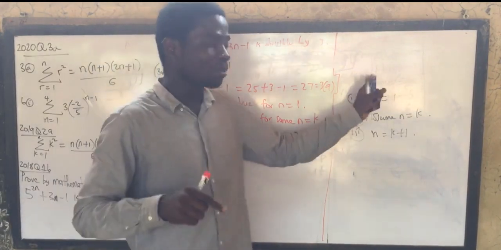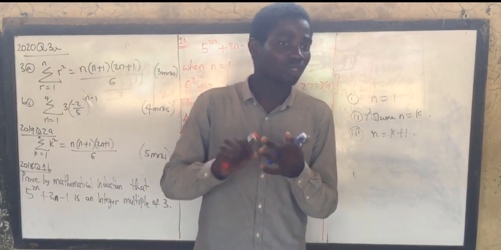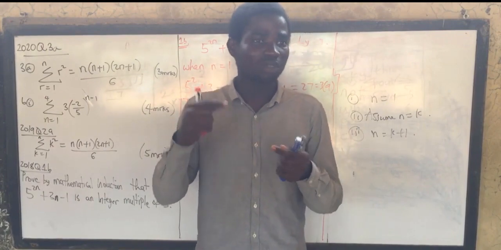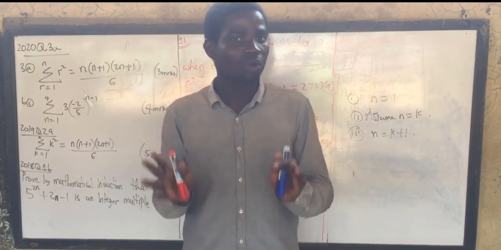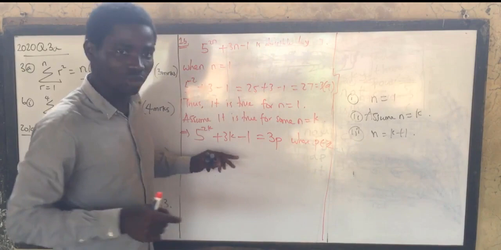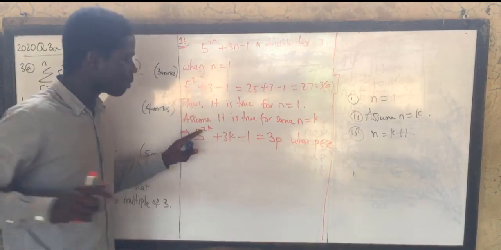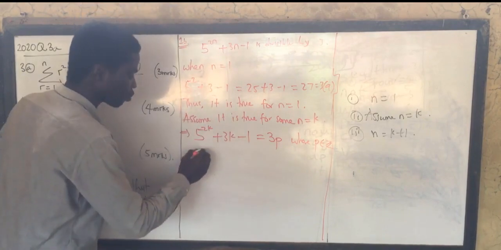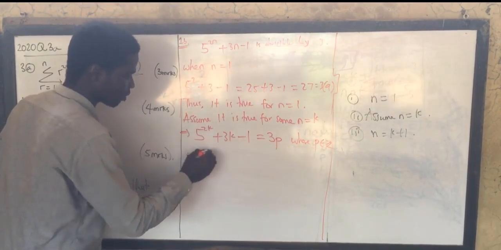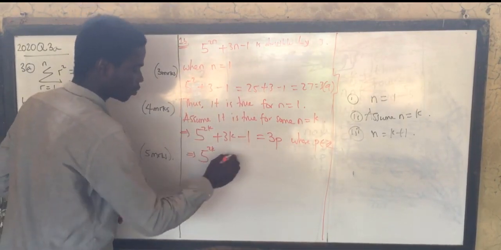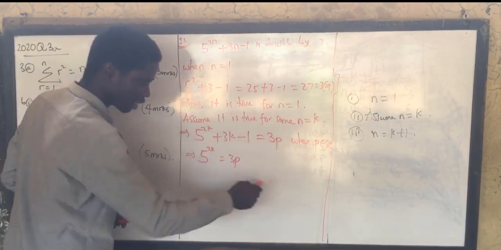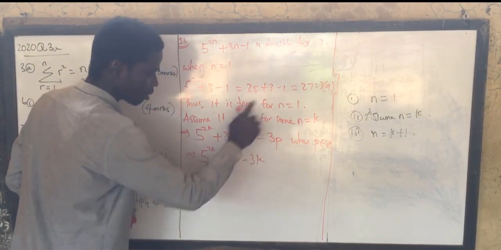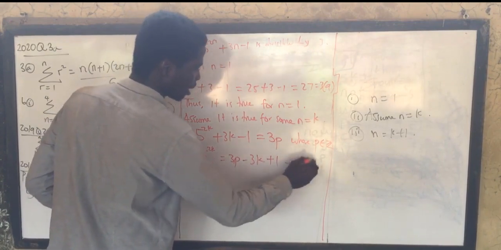Don't forget, when I prove the first one, I use that assumption. That was what I used to prove n equal k plus 1. That's what you also need here too. But look at what I'll do. I'll make 5 raised to power 2k the subject of formula first. 5 raised to power 2k is equal to 3p. Bring this one here, it becomes minus 3k. Bring this one here, it becomes plus 1. Let me call it 1.